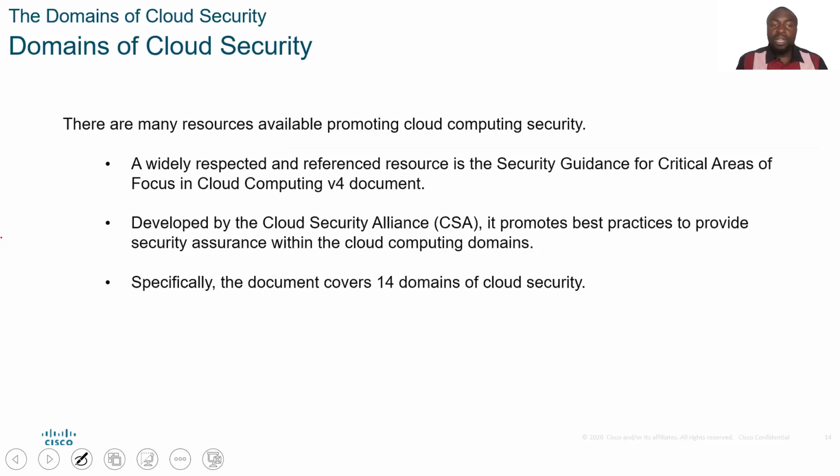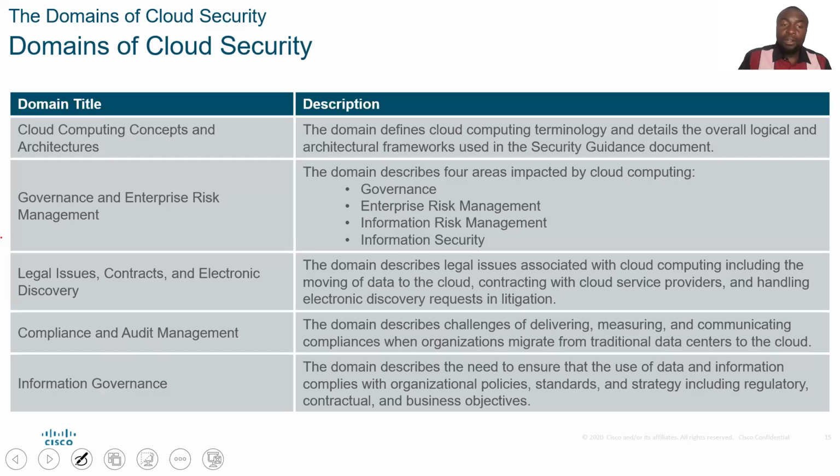So let's look at domains of cloud security, okay? There are many resources available promoting cloud security. We'll look at some of them. A widely respected and referenced resource is the Security Guidance for Critical Areas of Focus in Cloud Computing version 4 document, developed by the Cloud Security Alliance, the CSA. It promotes best practices to provide security assurance within the cloud computing domains. The document covers 14 domains of cloud security.